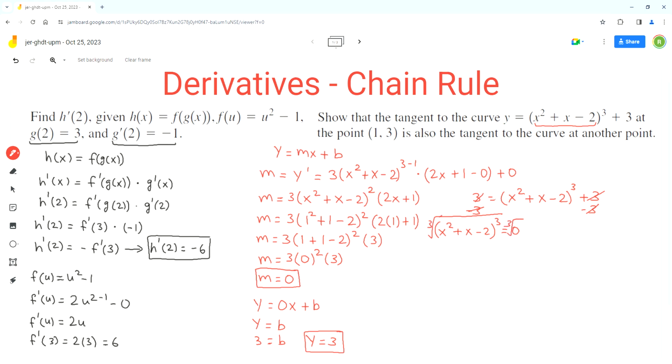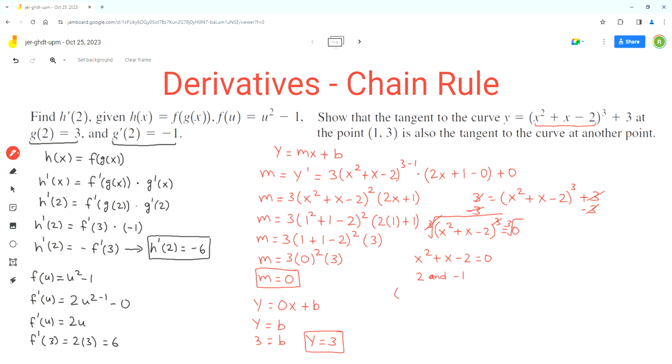So on the left side, the cube root and the cube will cancel each other out. So we get x squared plus x minus 2 equals 0. So the cube root of 0 is 0. Now this is a simple trinomial, so we can factor it. We can use the sum and the product rule. We have to find two numbers whose sum is 1, the coefficient of x, and product is negative 2. So the numbers are 2 and negative 1.